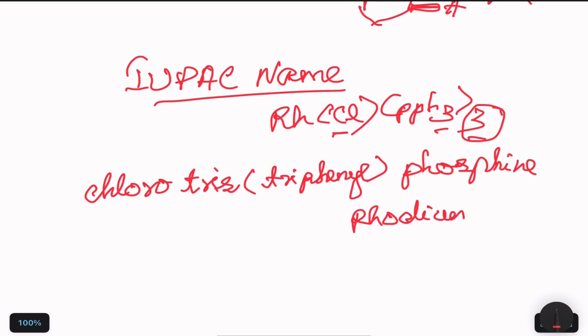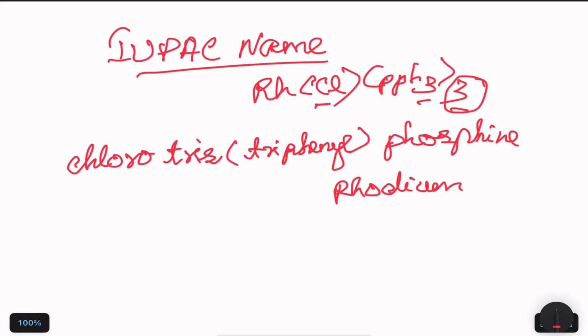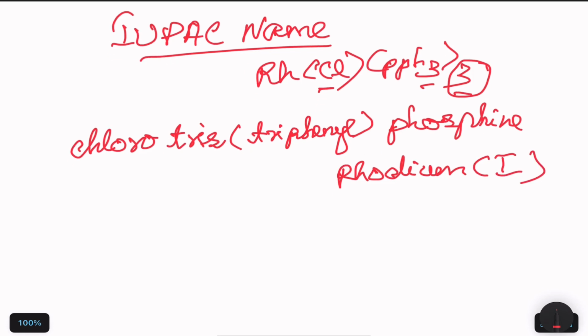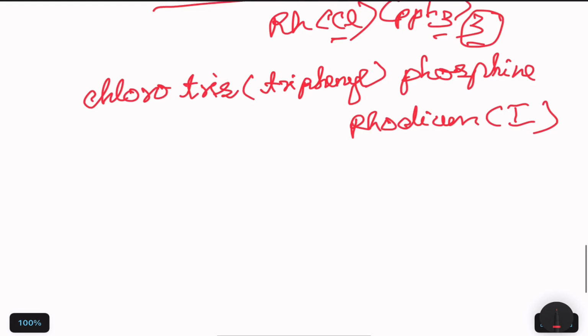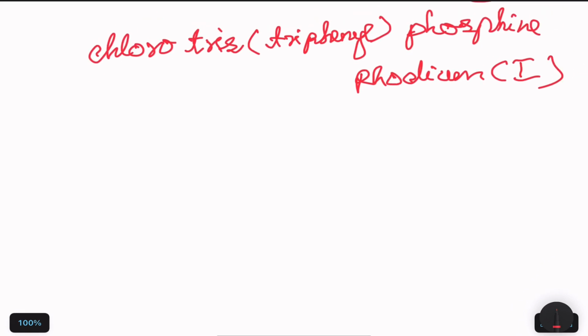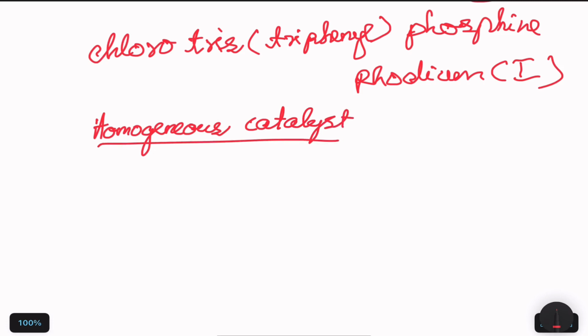Then rhodium, the metal. So first we write the ligands and then the metal, and then we finish with the oxidation state. We already found the oxidation state is +1. Then it can be called a homogeneous catalyst. What is meant by a homogeneous catalyst? Basically it is soluble in the reaction mixture. Whatever reaction is taking place, this catalyst is soluble in that reaction mixture.